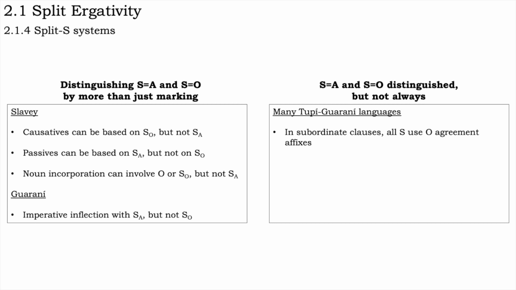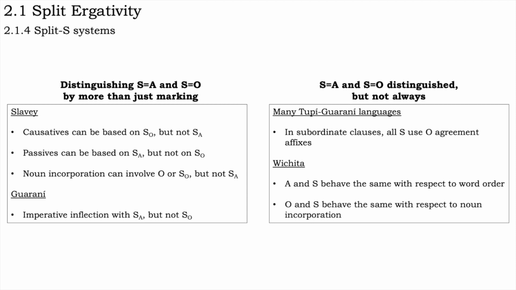As another example, the Caddoan language Wichita normally has a distinction between S equals A and S equals O in transitive arguments, but it has several constructions which group a unitary S argument with either A or O. For instance, A and S behave the same with respect to word order, and O and S behave the same with respect to noun incorporation.